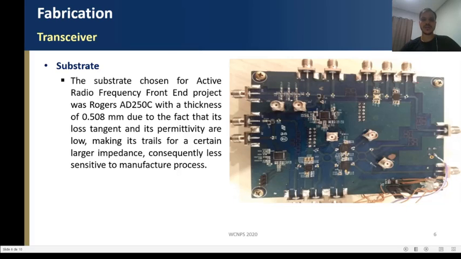The substrate chosen for the active radio frequency front-end project was Rogers AD250C with a thickness of 0.508 millimeters, due to the fact that its loss tangent and its permittivity are low, making its trails for a certain impedance larger, and consequently less sensitive to the manufacturing process.